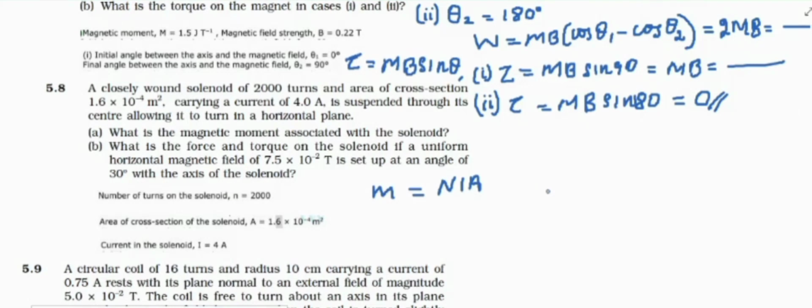Then, what is the force and torque on the solenoid if a uniform horizontal magnetic field of 7.5 × 10^-2 Tesla is set up at an angle of 30 degree with the axis of rotation? So what is the force? There will be equal and opposite forces. So force is equal to 0 and torque is equal to MB sin theta. Substitute and find the answer.